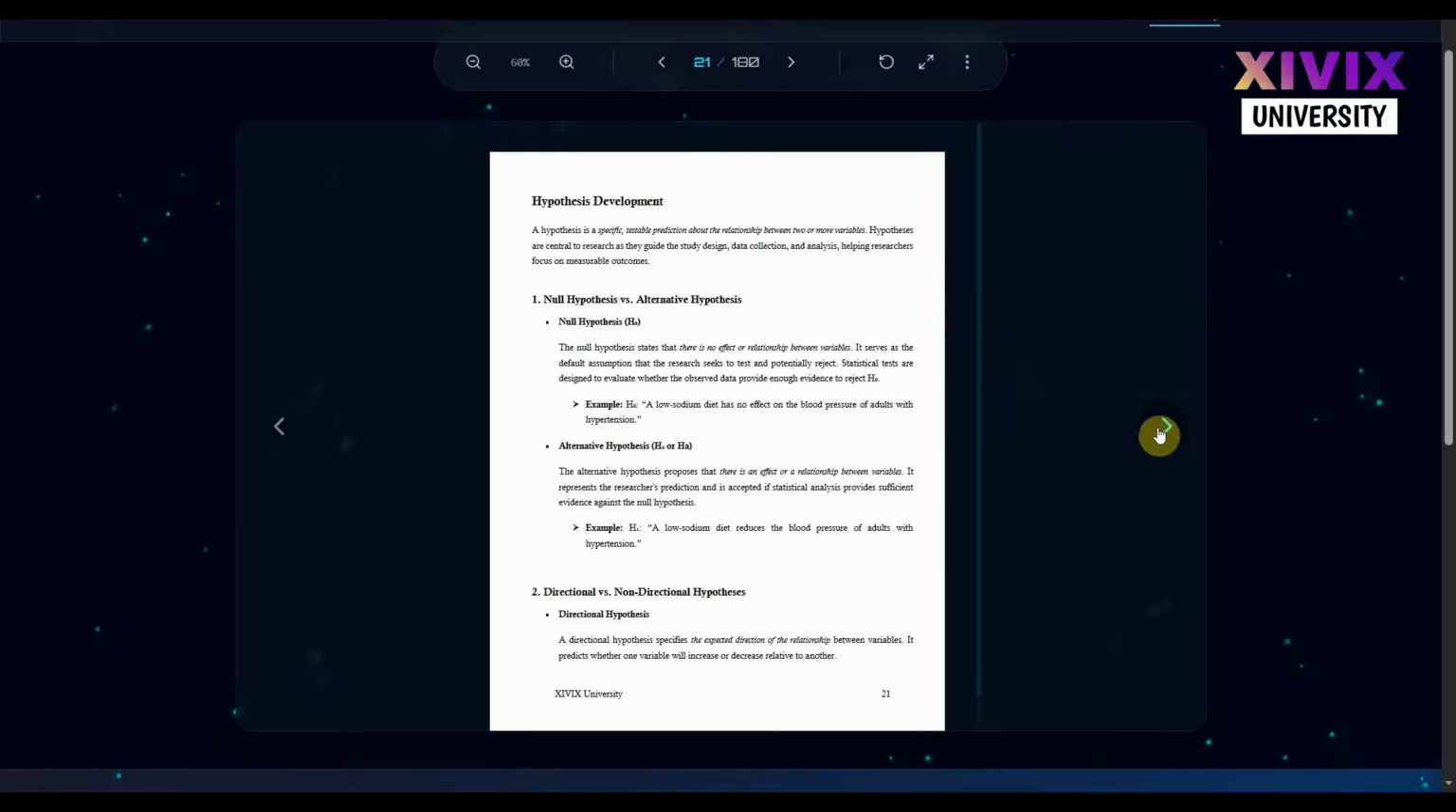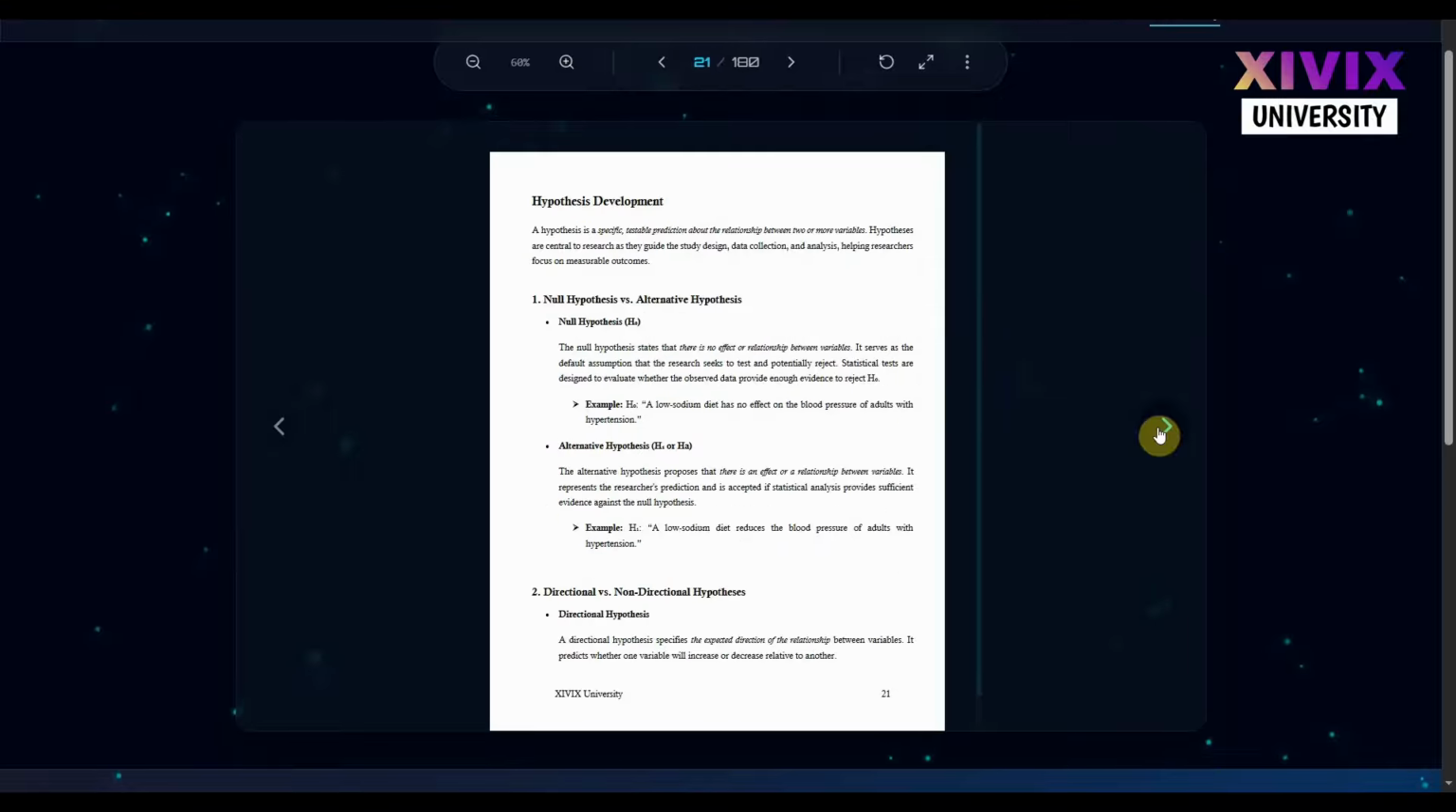The most common pair of hypotheses would be the null hypothesis and the alternative hypothesis. A null hypothesis states that there is no effect or relationship between variables. For an example, a low sodium diet has no effect on the blood pressure of adults with hypertension.